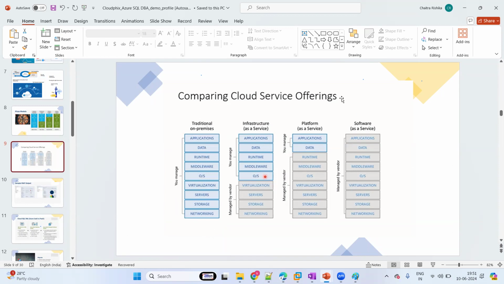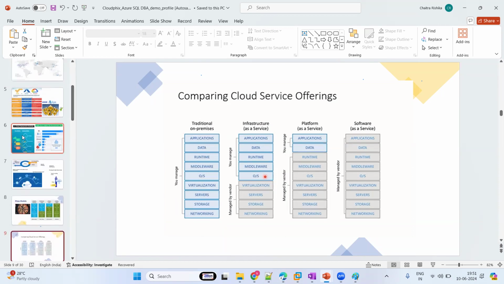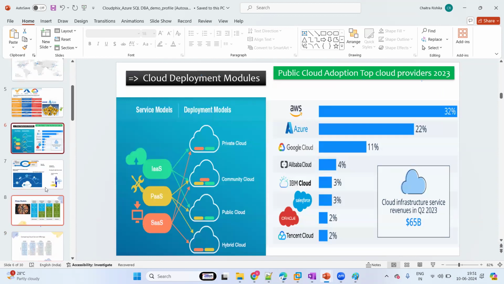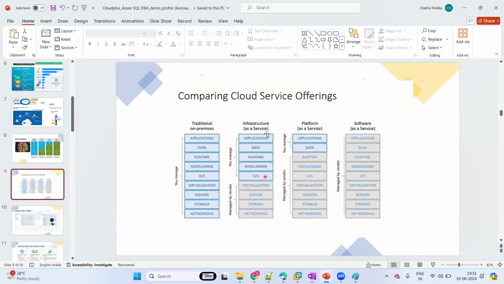But when you go for the cloud, as we said, there are some models we have, that is infrastructure as a service, and platform as a service, and software as a service, right? See here, in a cloud, we have these 9 layers. Okay, if you are going to choose infrastructure as a service.